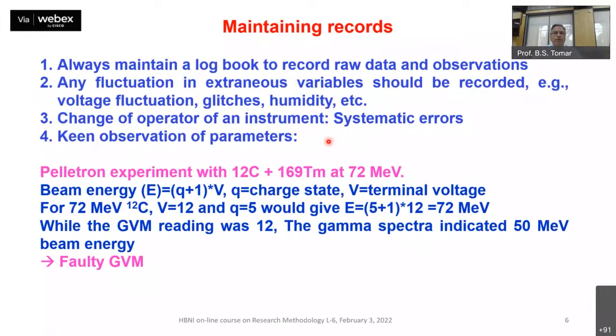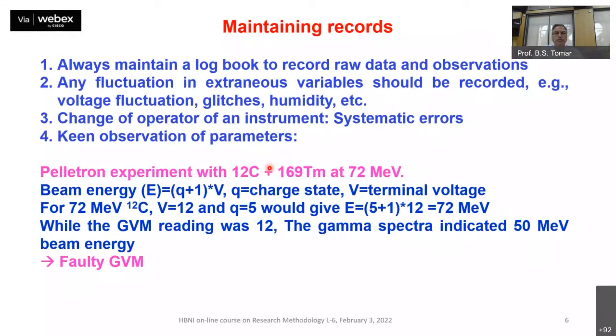I'll give you an example of a Pelletron experiment in TIFR, which I myself witnessed. In the Pelletron experiment, we were doing an experiment on heavy ion reactions. We had a projectile beam of carbon bombarding a thulium metal foil. And we told the operator that we need 72 MeV beam energy of carbon. For information, the beam energy of carbon or any projectile is calculated by the charge state that we take, Q plus 1, times the terminal voltage in million volts.